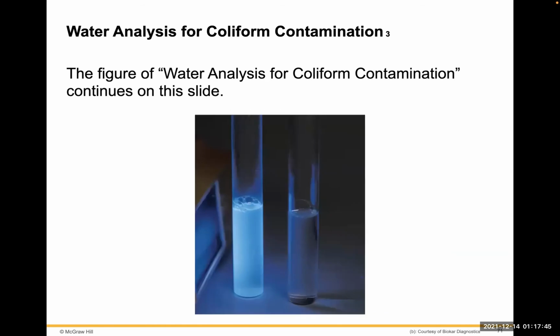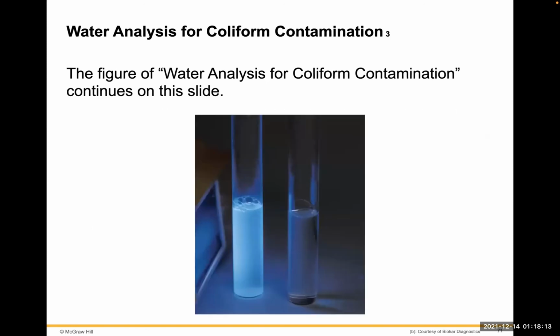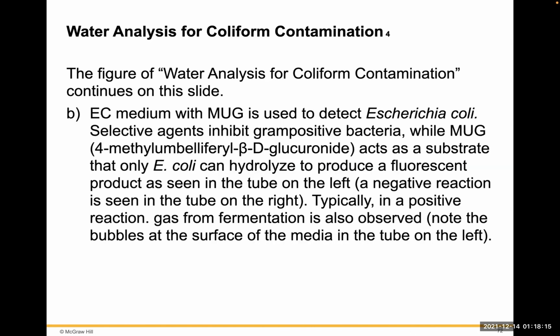Those are the test tubes taken out, the Durham tubes. You can see on the left-hand side the bubbles. Bubbles indicate that a gas has been formed. Okay, so the medium with the MUG is used to detect Escherichia coli, E. coli, which is fecal bacteria, bacteria from fecal matter. Selective agents inhibit gram-positive bacteria, while the MUG, which is the growth media, acts as a substrate that only E. coli can hydrolyze, which produces a fluorescent product. As seen on the left side, we saw how it fluoresces.